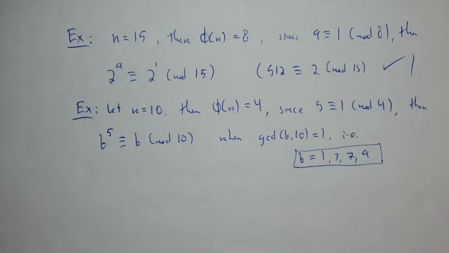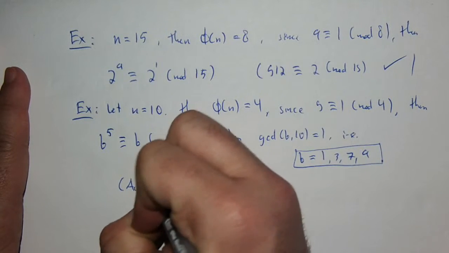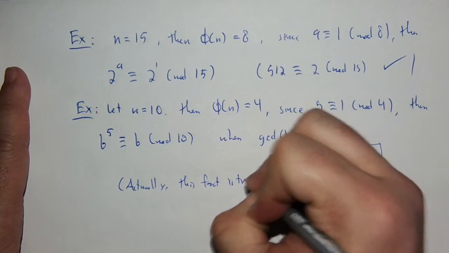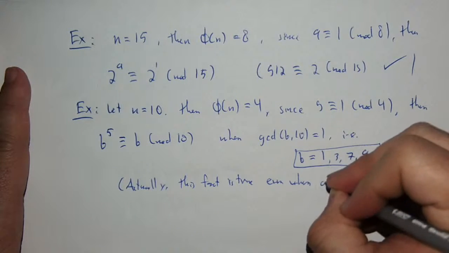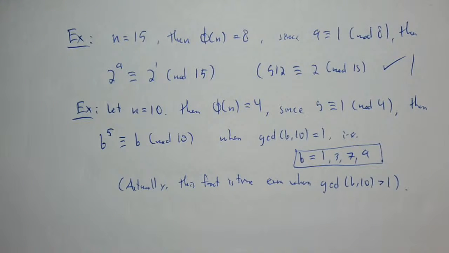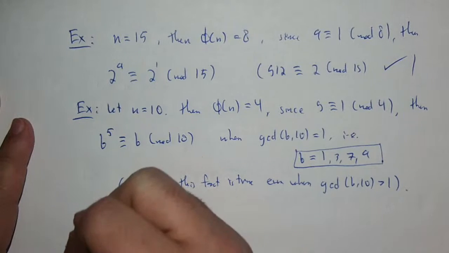But actually, this particular fact is true even when the GCD of b and 10 is bigger than 1. So for instance, 2 to the 5th is 32. So 2 to the 5th has last digit 2, or is congruent to 2 mod 10. You can actually check that this works in general, but this corollary of Euler's theorem at least allows us to immediately say this. Okay, another example.